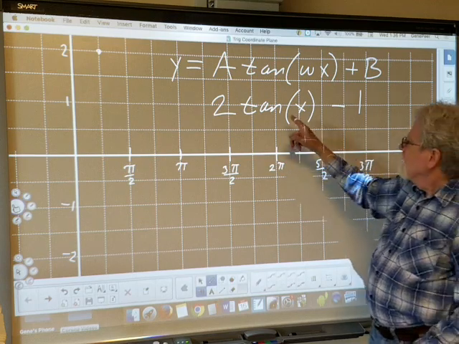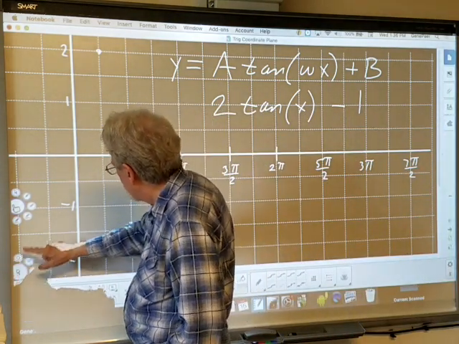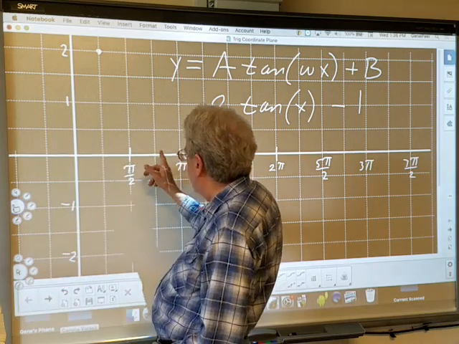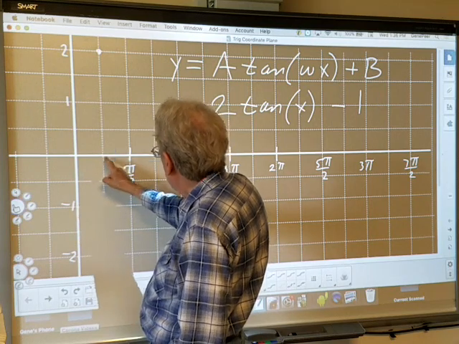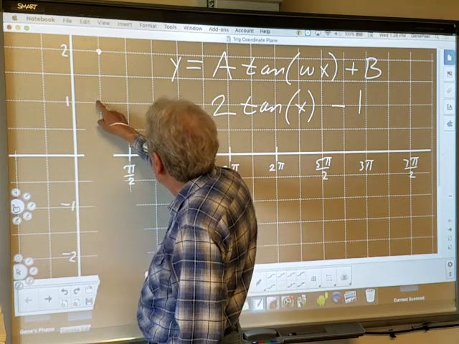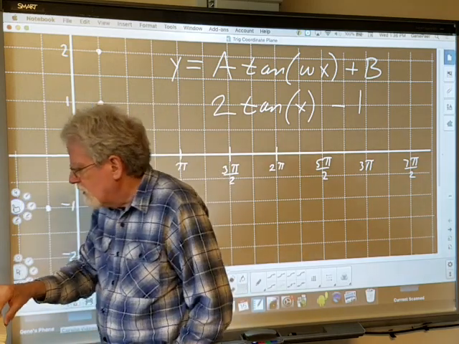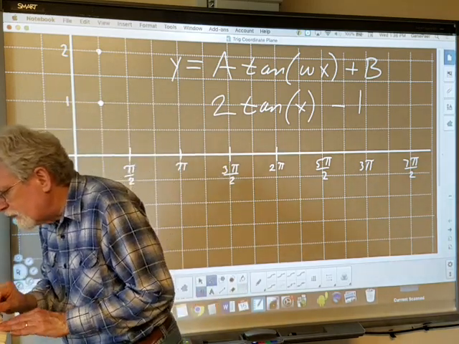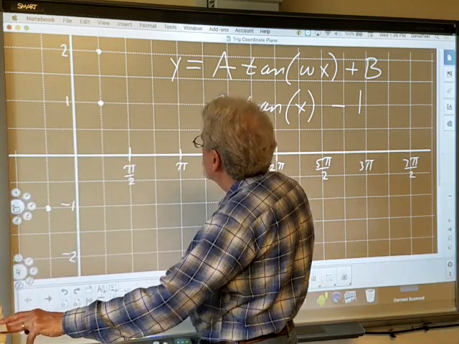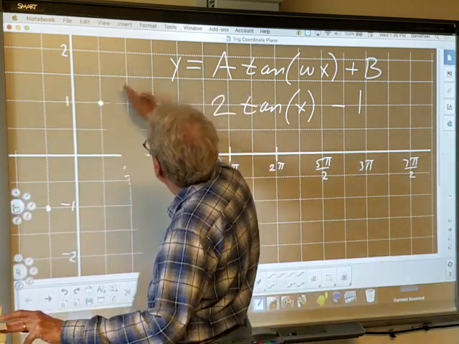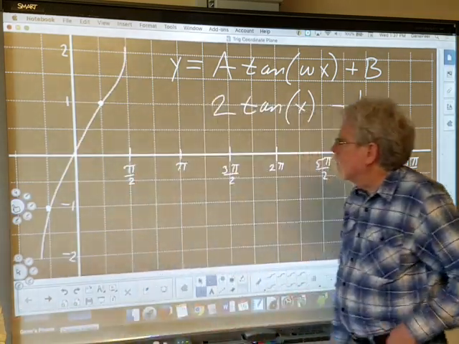So, tangent of x. We know what tangent of x looks like. It goes through pi over 4, 1, and negative pi over 4, negative 1. Hopefully I've got that right. I'm afraid I'm going to mess this up if I'm not careful. So that is pretty much what tangent looks like.